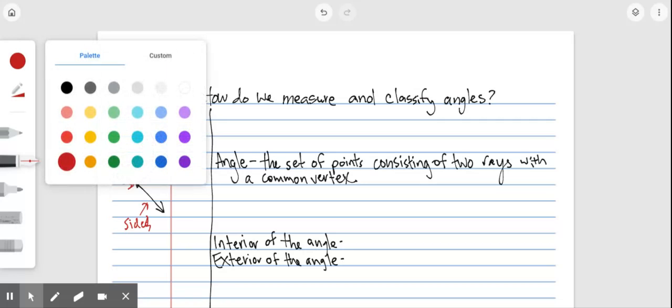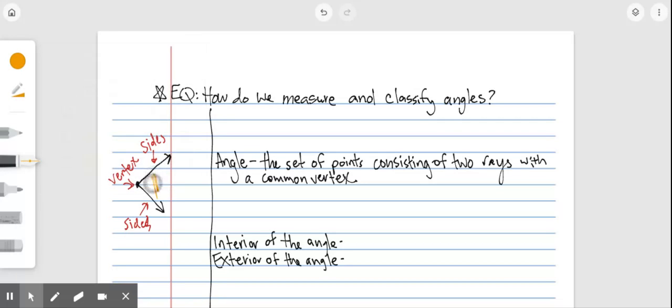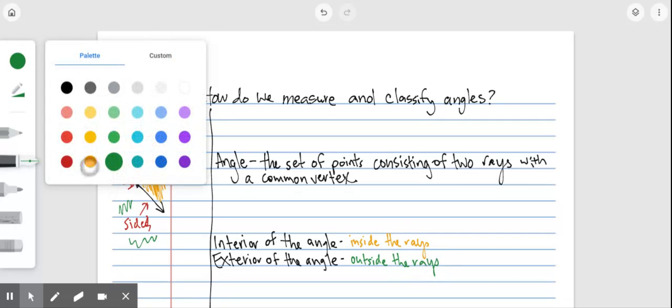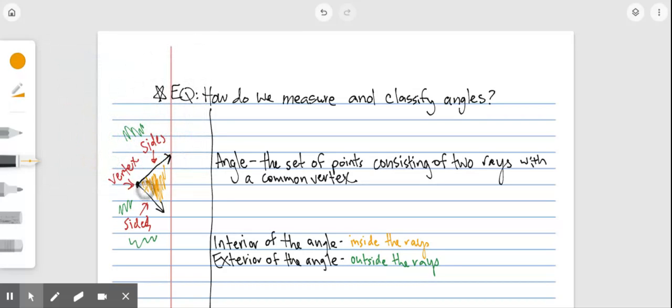So the interior of an angle is all of the space inside the two rays. Inside the rays. Okay, and the exterior of an angle is all of the stuff outside the two rays, because exterior means outside. Outside the rays. Okay. So if you're looking for the interior angle, or like the measure of the interior angle, you're looking for the angle from each ray to the other one inside the rays. If you're looking for the exterior, it goes around the outside, okay?